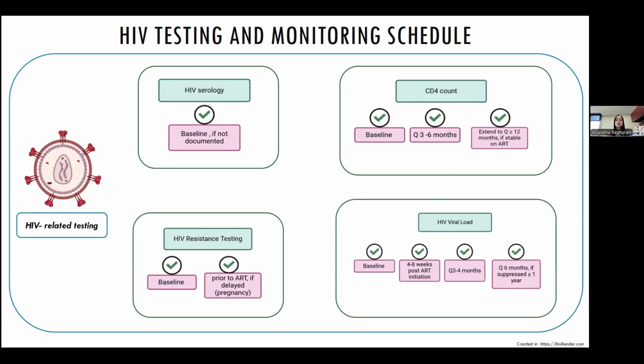And HIV viral load, you obviously will check it at baseline. Then the next check is about 4 to 8 weeks after you start therapy. Then it goes to every 3 to 4 months. And then every 6 months if your patient has been suppressed with an undetectable viral load for at least a year. Okay, so that's the HIV related testing and the scheduling for those.